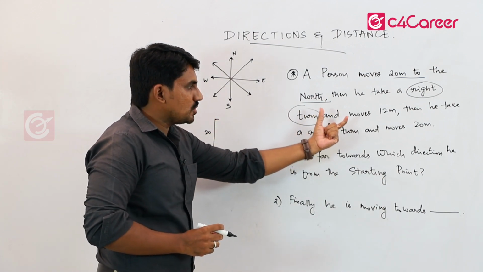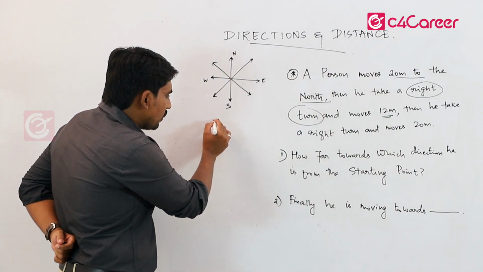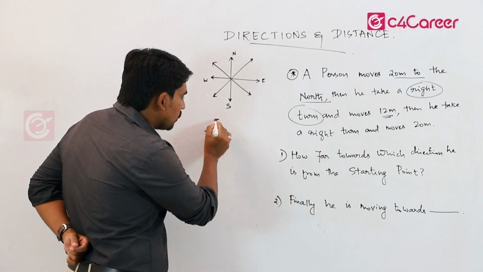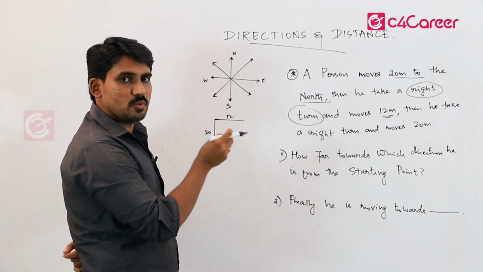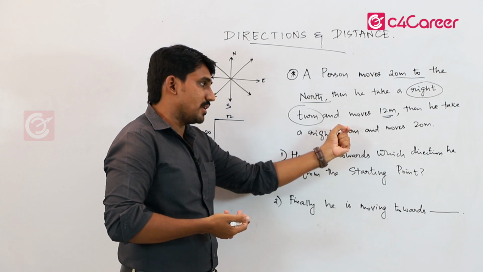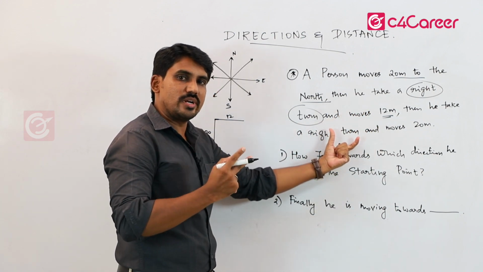Then he moves how many meter? 12 meter. Take a right turn from this point and move how many meter? 12 meter. So just draw a line like this and mark 12 meter. What is given? 12 meter. So we are marking that. Then he takes a right turn again and moves how many meter? 20 meter.